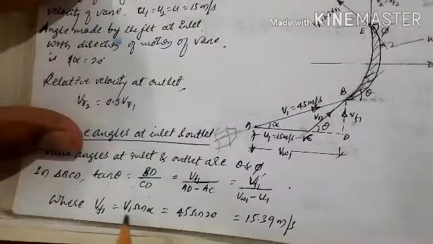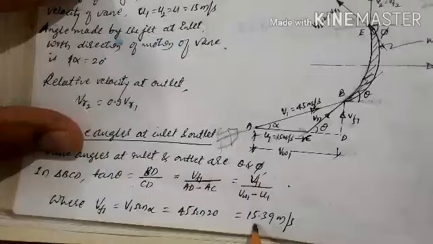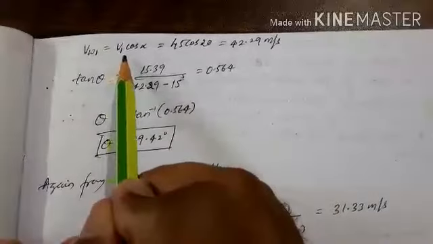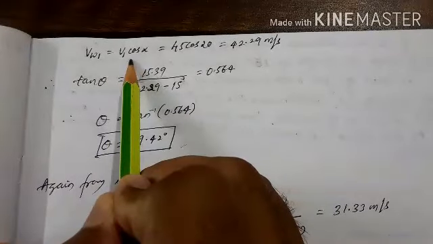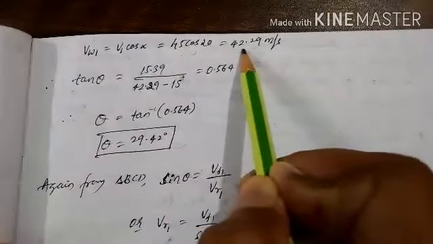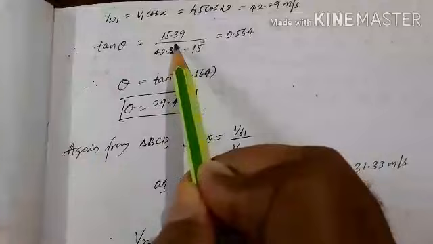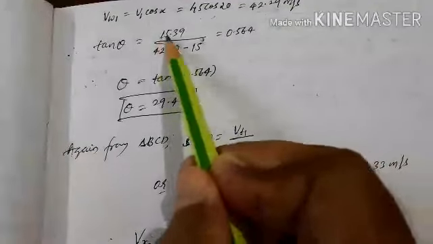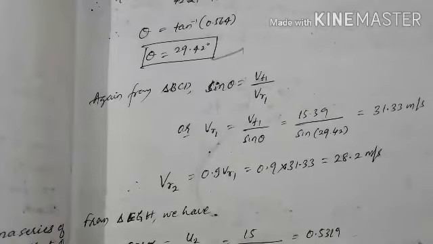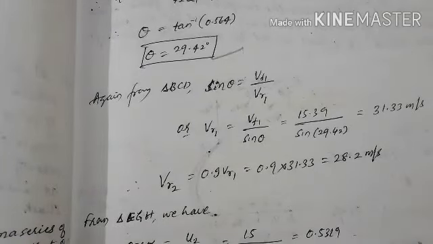Where VF1 is equal to V1 sin alpha, 15.39 meter per second. Similarly, calculate VW1, V1 cos alpha, that is 45 cos 20, which is 42.29 meter per second. Then tan theta is 50, calculate tan theta, substitute here and you will get theta as 29.42 degree, that is the inlet vane angle.